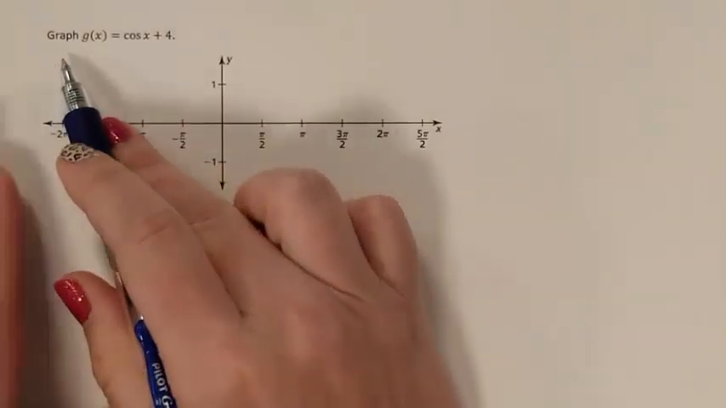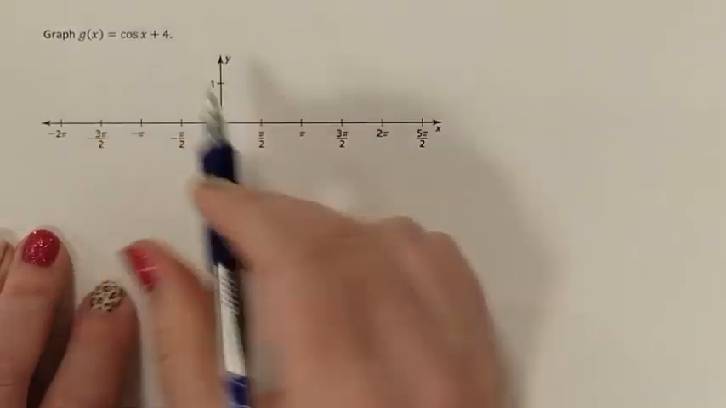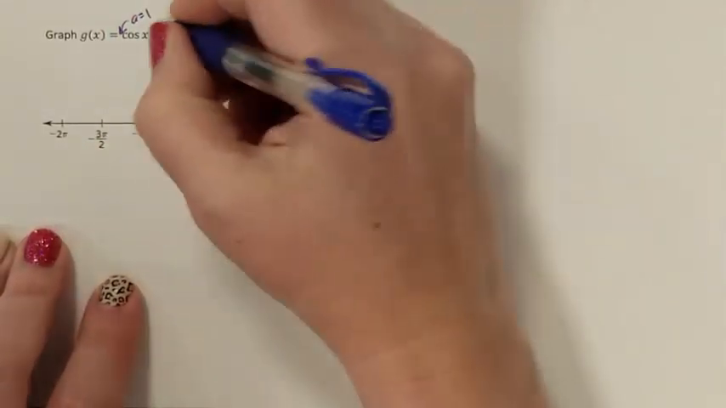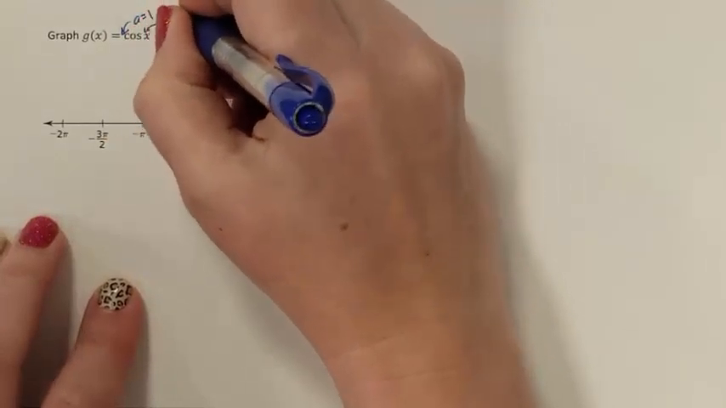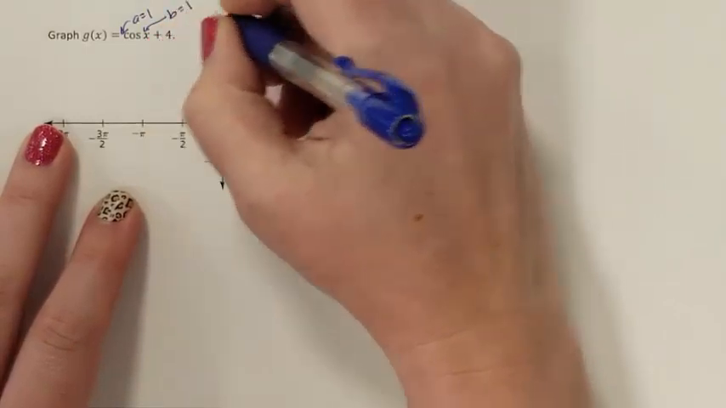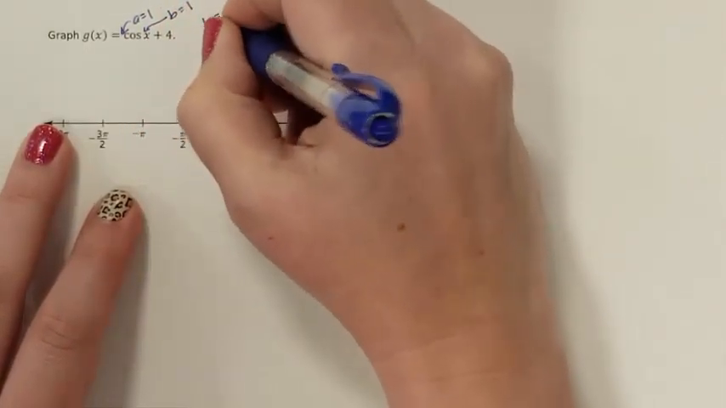Our next problem, we are being asked to graph g of x equals cosine of x plus 4. First, we need to identify our a. A is the 1. Our b is also 1. My h, I don't have a parenthesis with an h at all, so my h is 0. And my k is the 4.